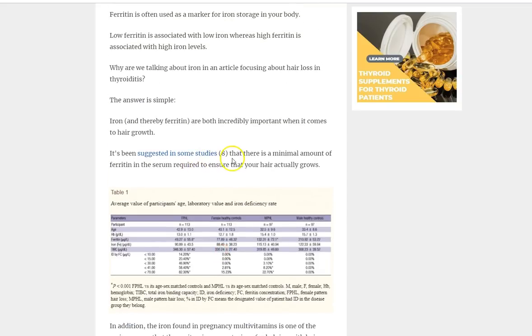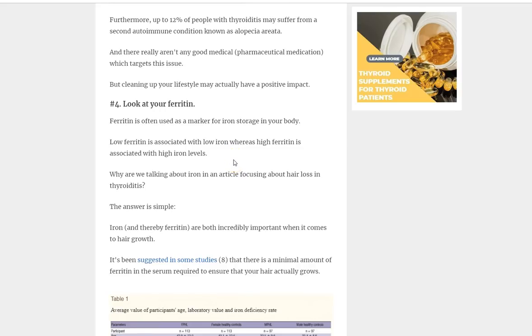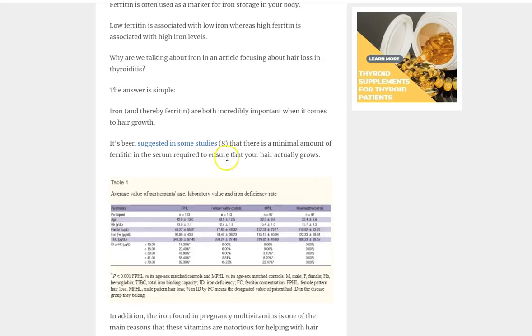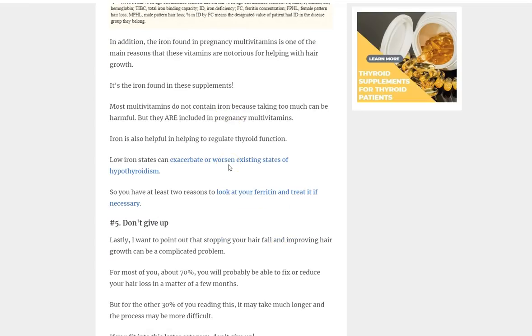You don't necessarily have to be anemic, meaning you're not suffering from anemia where your red blood cells are low. You could just have low iron, which is negatively affecting your ability to grow your hair and also negatively affecting your thyroid. So again, I have lots of articles on this, read up on them, but definitely look at your ferritin. I would say that's probably very high up there in terms of importance, in terms of nutrients.